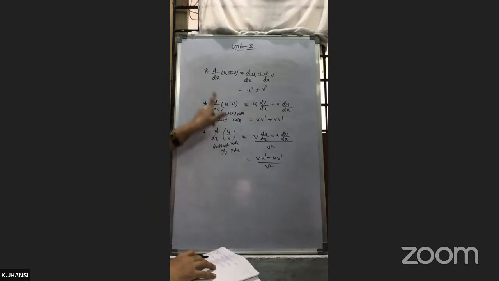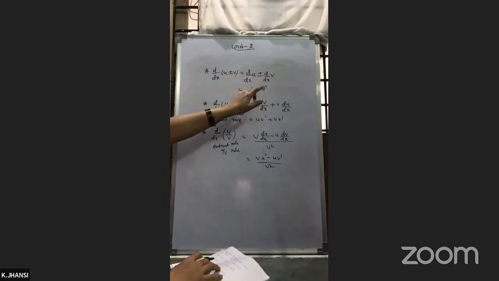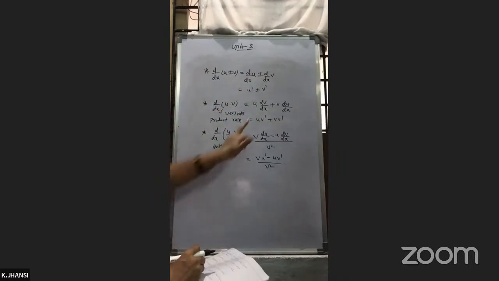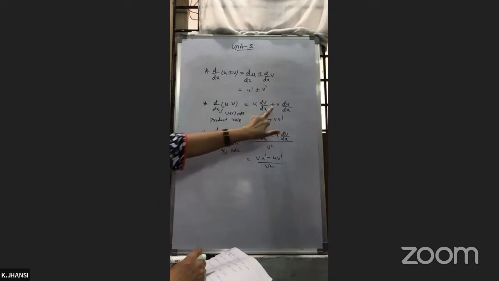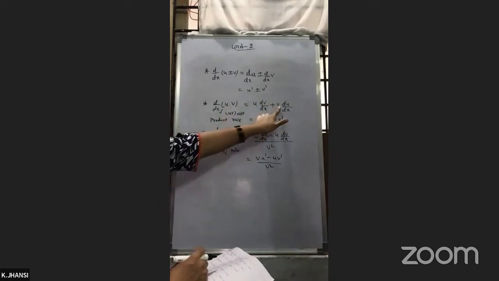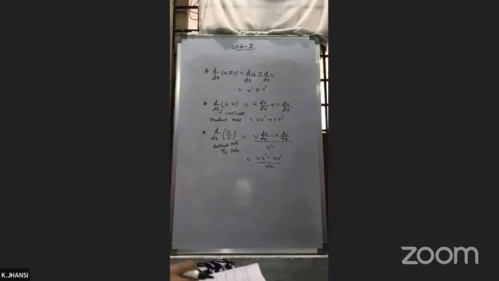So these three are very important. The first one is nothing but you are separating the two and writing plus or minus in between. But the product rule and the quotient rule are both important. Here you got a positive sign, there a negative sign, and just the interchange of those, this one minus this one by v square. For solving the problems, these two are very important.